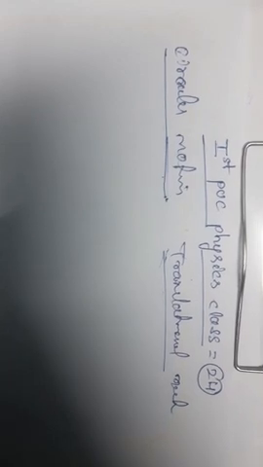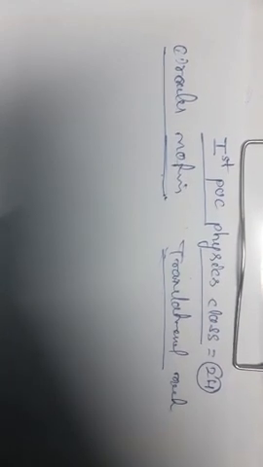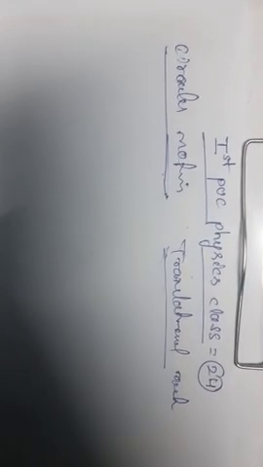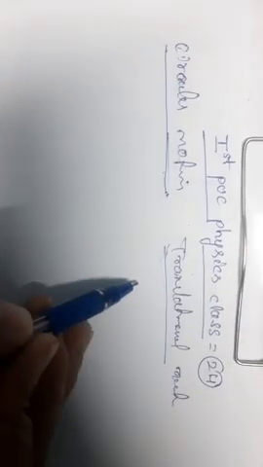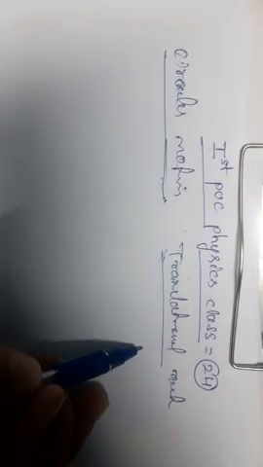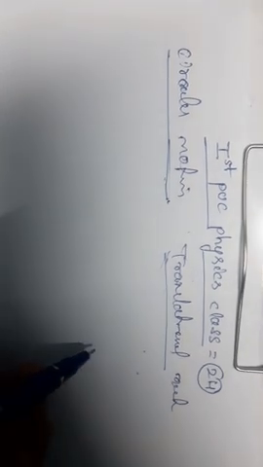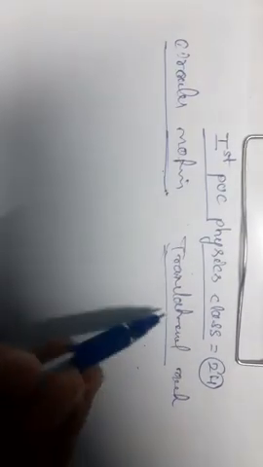What are the examples of translational motion? The examples of translational motion are a car moving in a straight path, which is the best example of translational motion. One more example is the running of a train, and the motion of an aeroplane. All these are examples of translational motion.